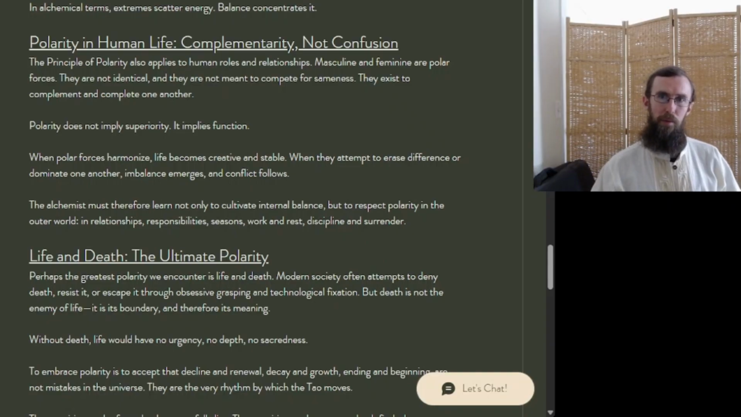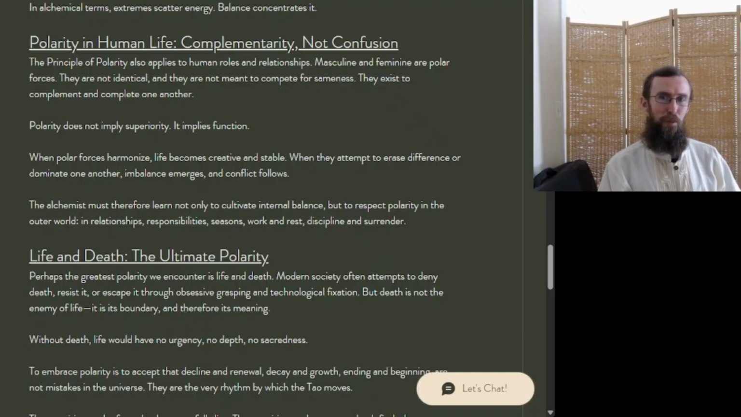Polarity in human life. Complementarity, not confusion. The principle of polarity also applies to human roles and relationships. This is another area of great confusion in our modern society. Masculine and feminine are polar forces. They are not identical. They are not meant to compete for sameness. They exist to complement and complete one another.